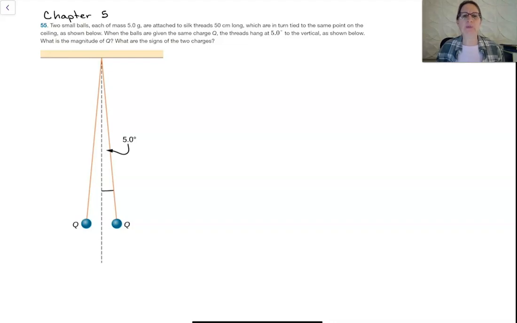This is an example problem that will connect what we're doing with electrostatics back with some of the work you've done for Physics 1, and that is force diagrams. As we look at this, this is a problem where we have two balls. The mass of these balls is 5 grams, so 0.005 kilograms. The silk thread length here is 50 centimeters, 0.5 meters long, and the balls have the same charge Q, and the threads hang at this angle that's shown.